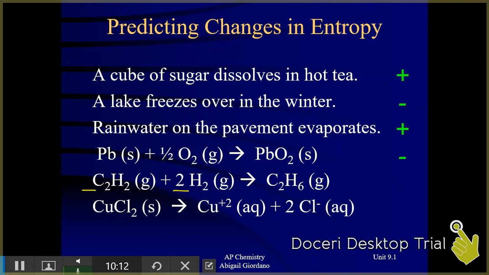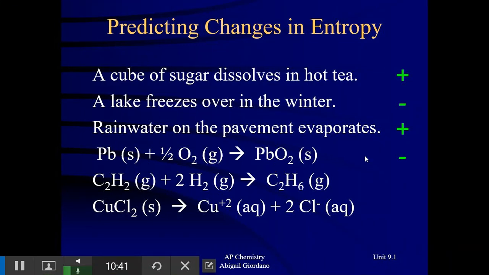Look at your coefficients here. You have 3 moles of gas on the left and only 1 mole of gas on the right. Remember, gases have a high degree of entropy, so there's more gas on the left, less gas on the right. That's another argument you could use to say that this is becoming more organized. Entropy is definitely decreasing.